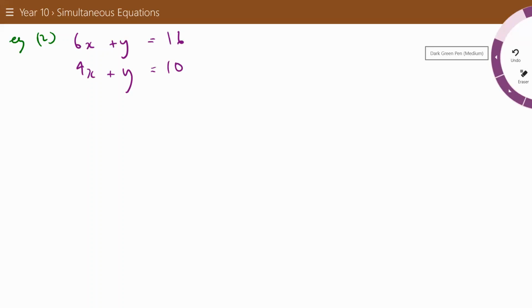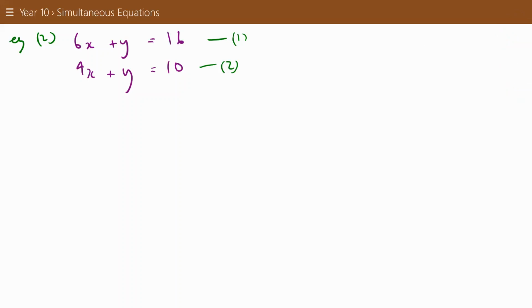Let's do another example. We're going to do example 2: 6x plus y equals 16 and 4x plus y equals 10. Now what do we do first? First of all, we have to label equation 1, label equation 2.